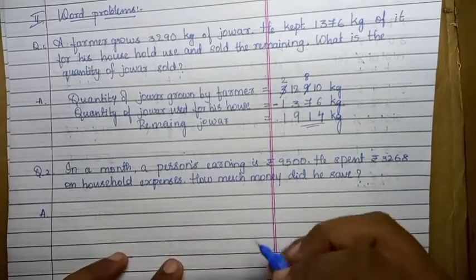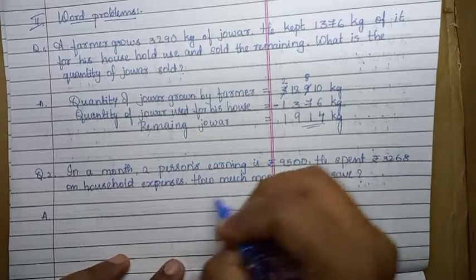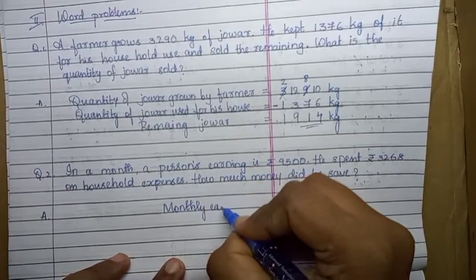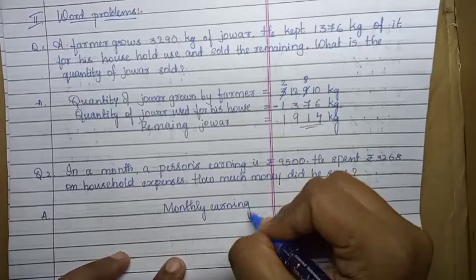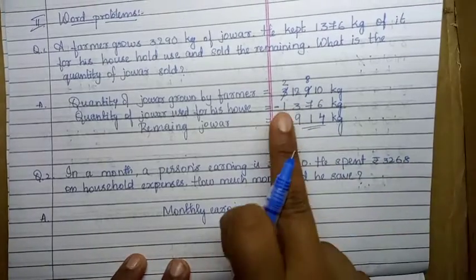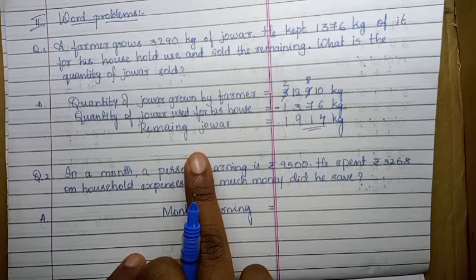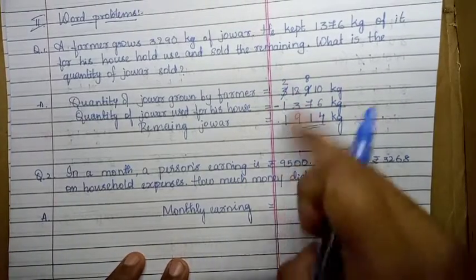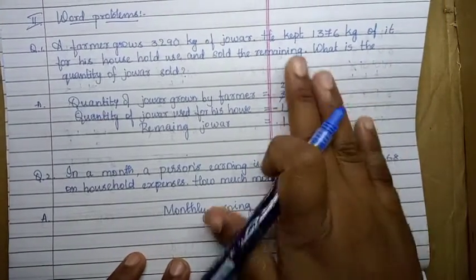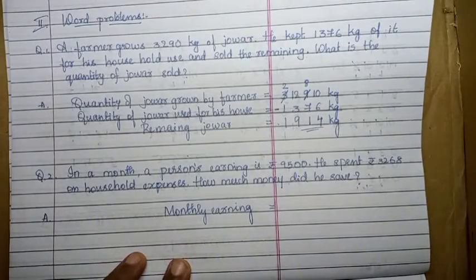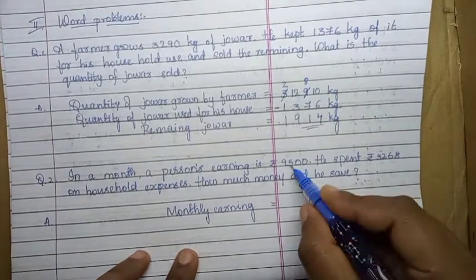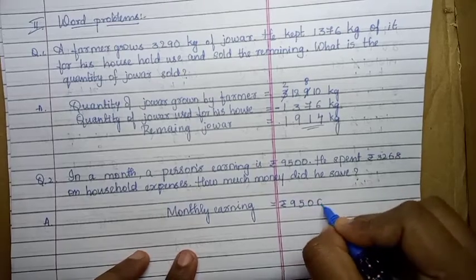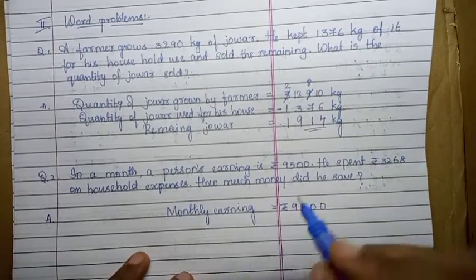So, let's write down. Monthly earnings is equal to, children, the way I am writing, you have to write it the same way. I have to write down equals exactly at the working column margin, and whatever working sums you have to do, do it in the working column. What is the monthly earning here? Rupees 9500, right?